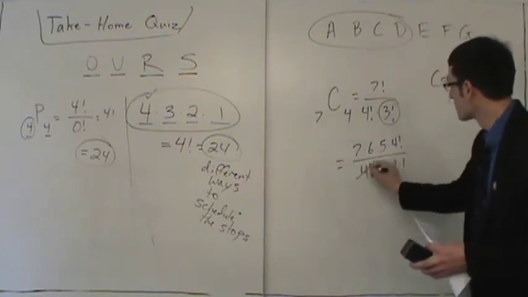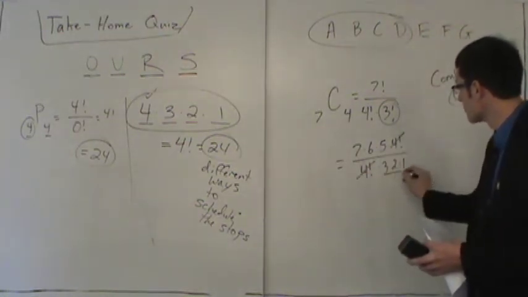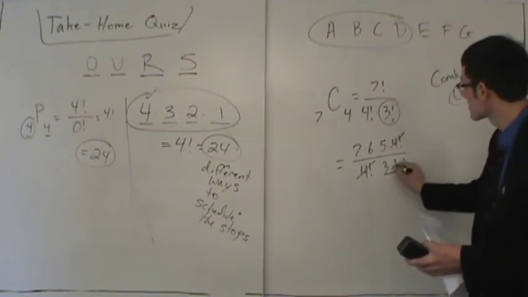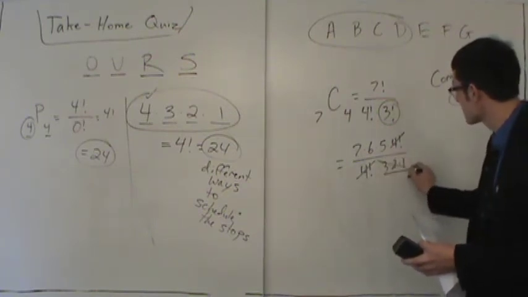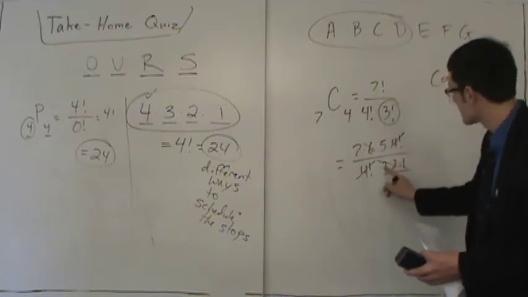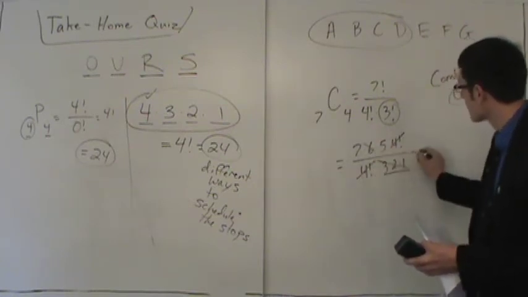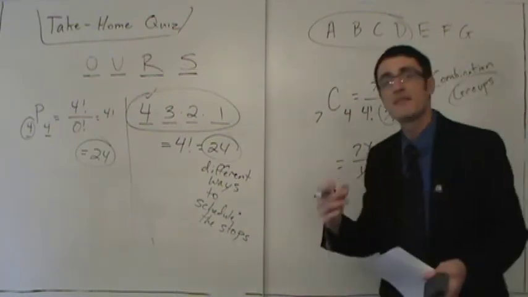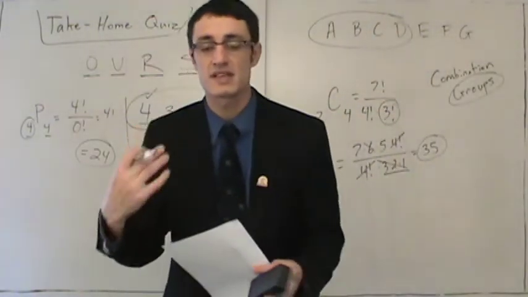Now the 4 factorial cancels with the 4 factorial. Now I'm asking you, what is 3 times 2 times 1? Okay. 3 times 2 times 1 is 6, so we're going to cancel 6 with 6. Okay, did you catch that? We're canceling 6 with 6. We're left with 7 times 5, which is 35. There are 35 different groups of 4 questions in 7.